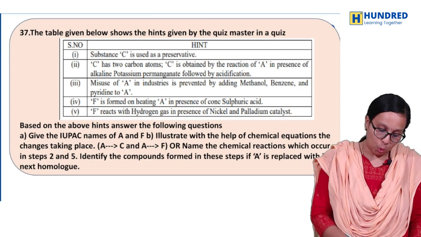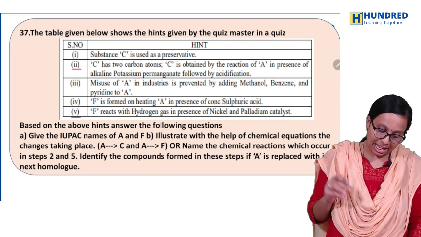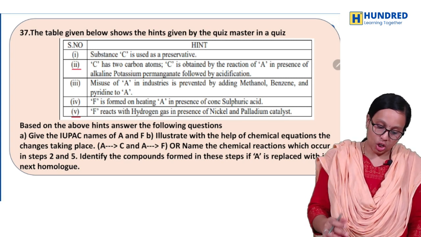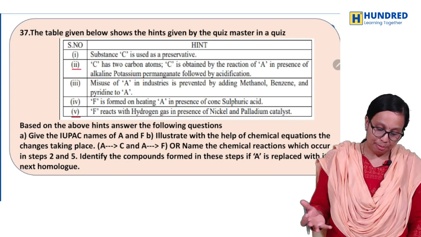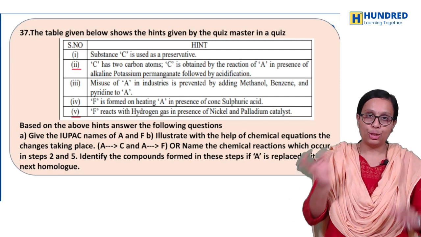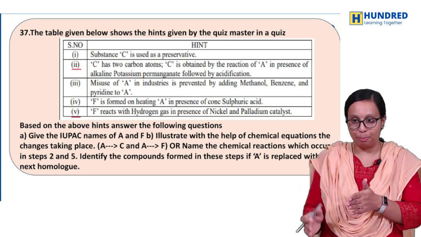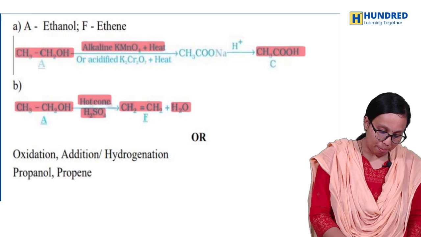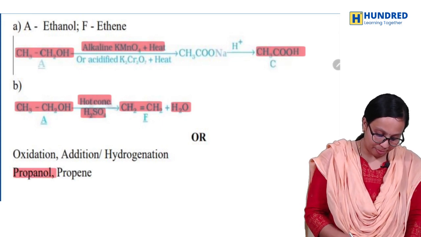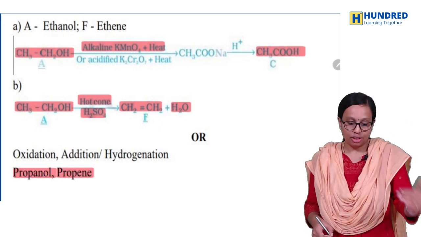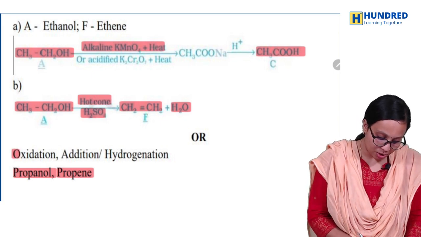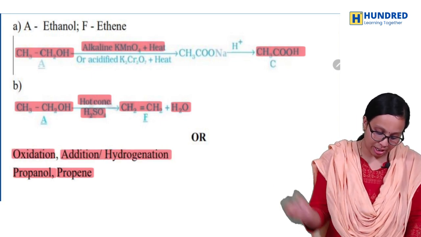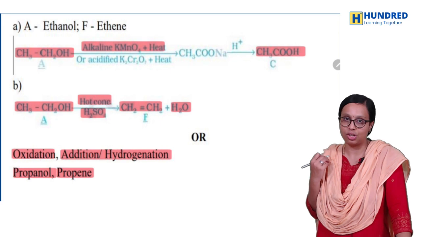In steps 2 and 5, instead of ethanol and ethene, if you replace them with the next homologue, after methanol, next you have propanol. So what will be the name? It will be propanol and propene. In the first case, an oxidation reaction will take place. Here, an addition or hydrogenation reaction is taking place.